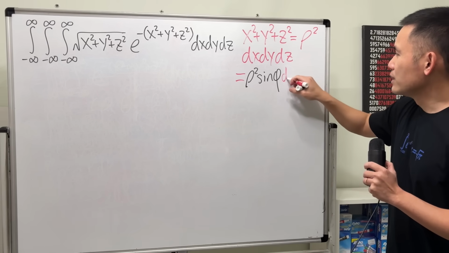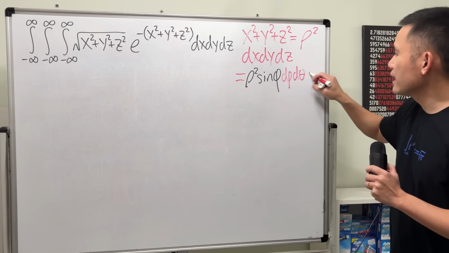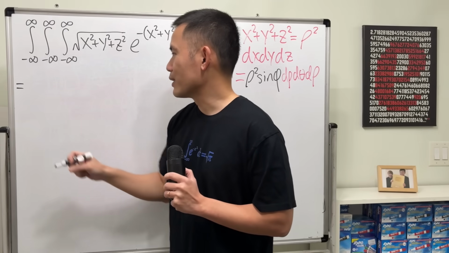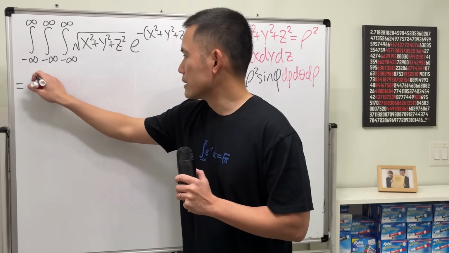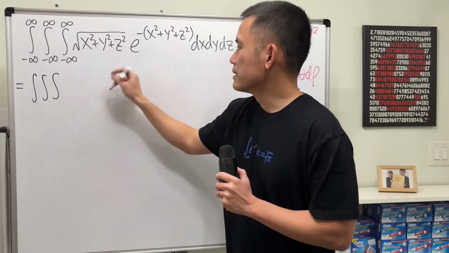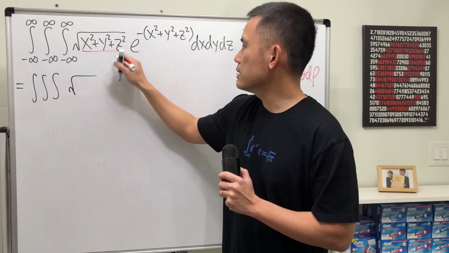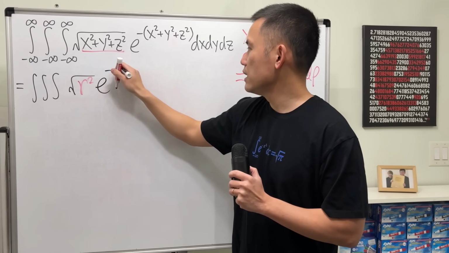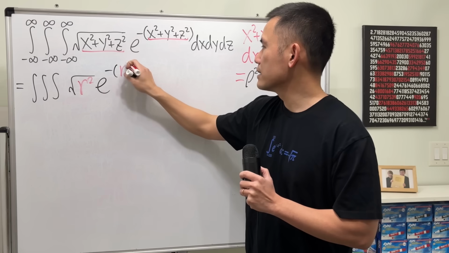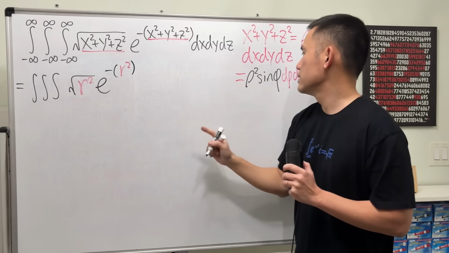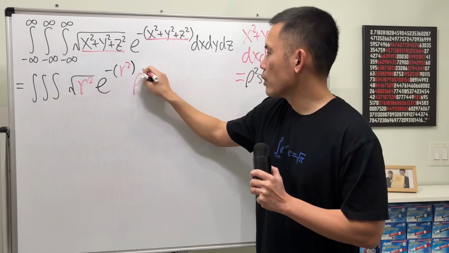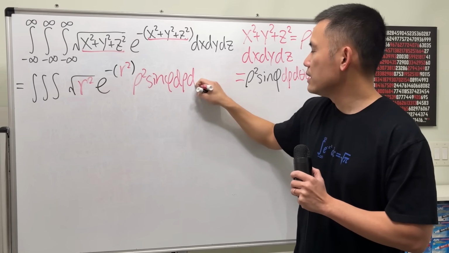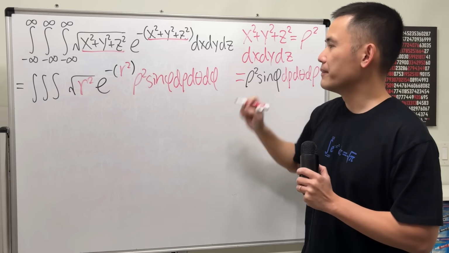And then I'm just going to do d rho, d theta, d phi. With all that, let's go ahead and go to the spherical world. I still have a triple integral. Inside here, we get square root. All this is just r squared. And then e to the negative, all that is, again, r squared. And then lastly, all this is all that. So rho squared sine phi, and then d rho, d theta, d phi.